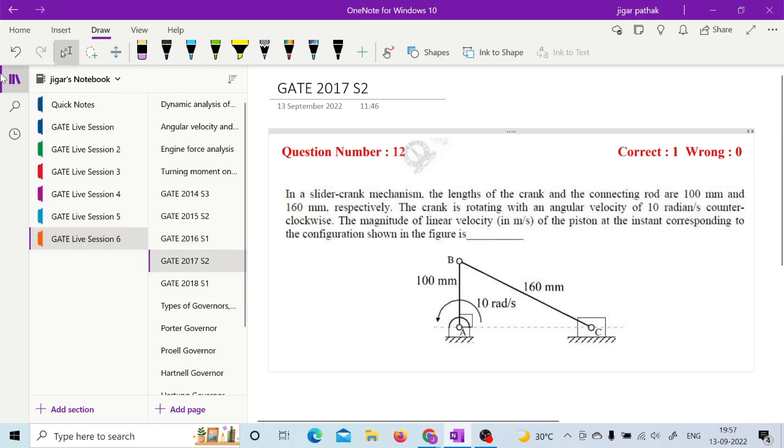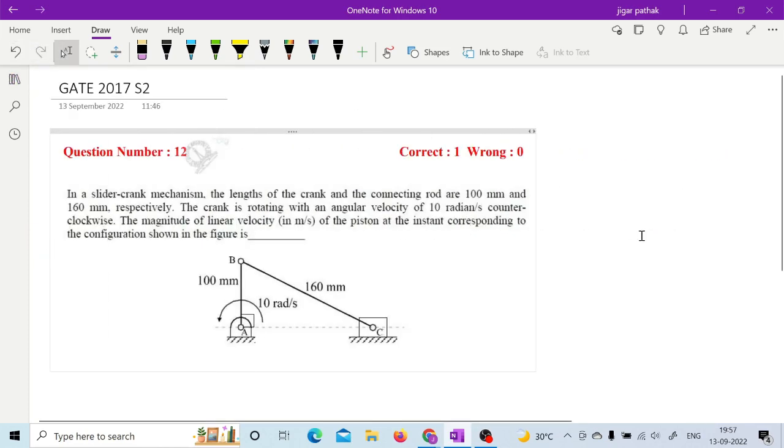The next is from GATE 2017, session 2. In that, what they've asked is, in a slider crank mechanism, the lengths of the crank and the connecting rod are 100 mm and 160 mm respectively. The crank is rotating with an angular velocity of 10 radians per second, counterclockwise. Now the magnitude of linear velocity of the piston at the instant corresponding to the configuration shown in the figure. So velocity you remember, right? We have derived that equation for velocity. You can use it.